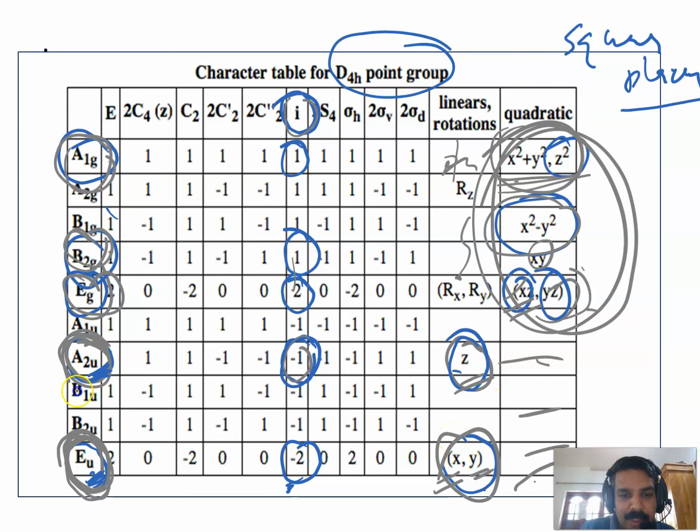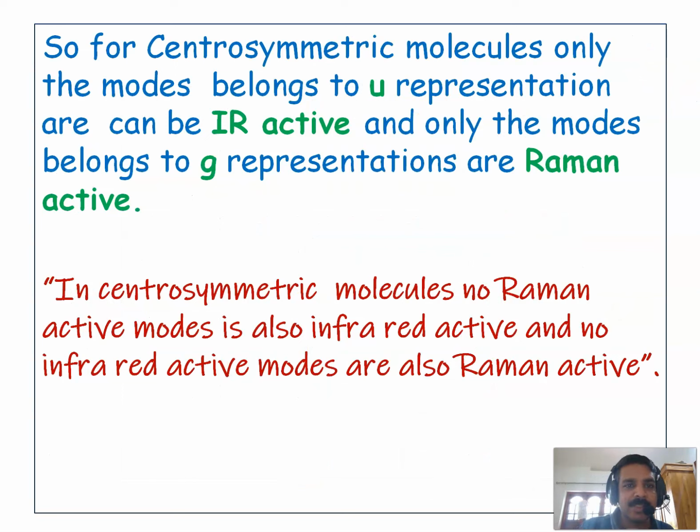So Raman active, IR active: the vibrations that are x, y, z coordinates are IR active, and the x square, y square, z square coordinates are Raman active. So they are complementary. That is, Raman active vibrations cannot be IR active and IR active vibrations cannot be Raman active. This is our conclusion.